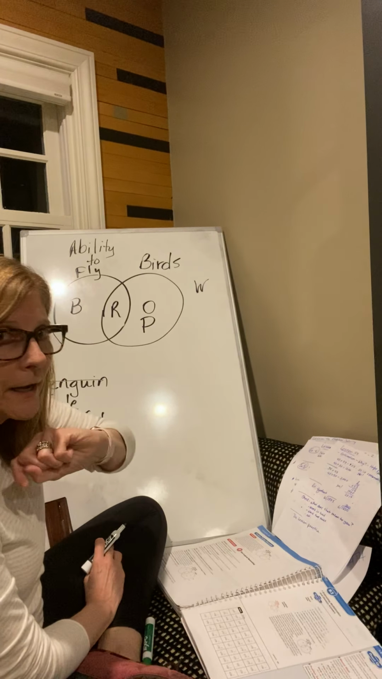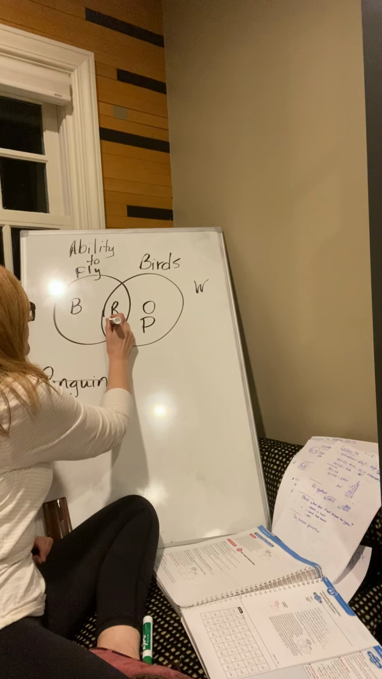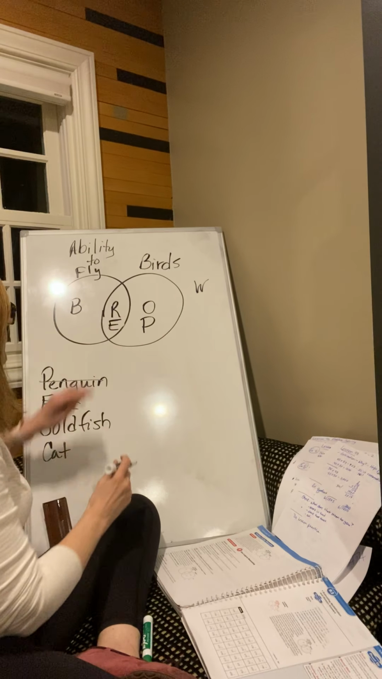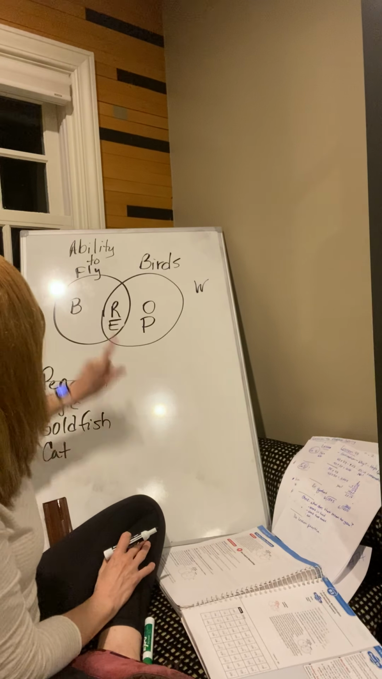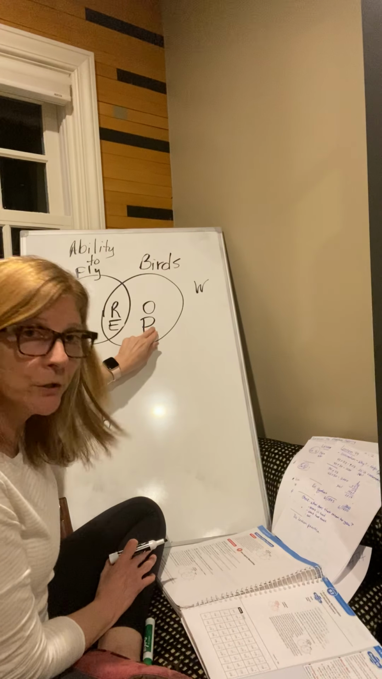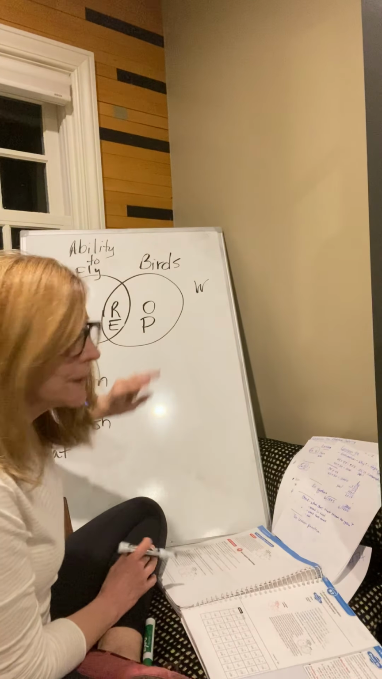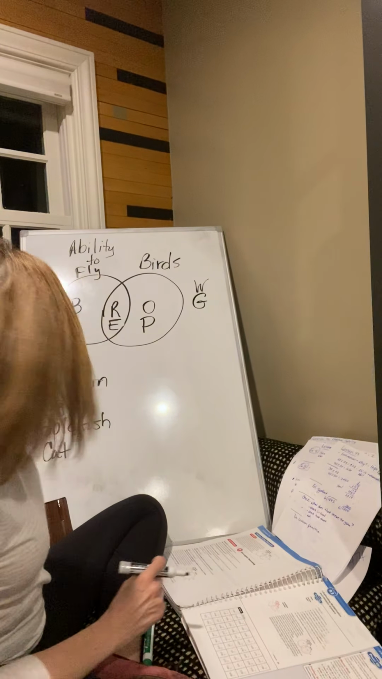So it's a bird and it can fly. So it's going to go in the intersection here with the robin. It could be in either circle. It can be in both. Goldfish. Can goldfish fly? No. Are they birds? No. So they go over here with the whale.